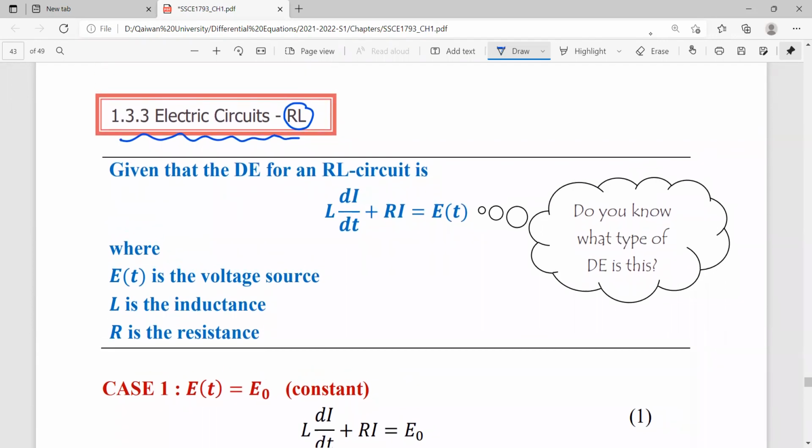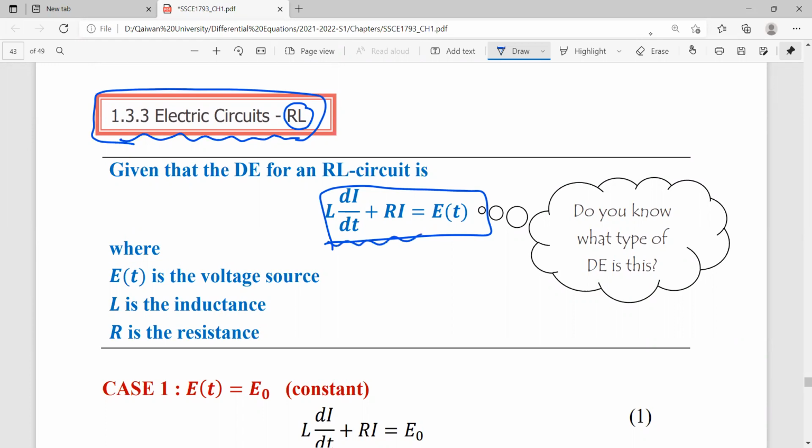Here it's a resistance, inductance. The problem is about resistance and inductance. We have these two in the differential equation. These are constants and they should be given in the example. Here we say we use this differential equation to solve the problems about electric circuits RL, I mean resistance inductance.